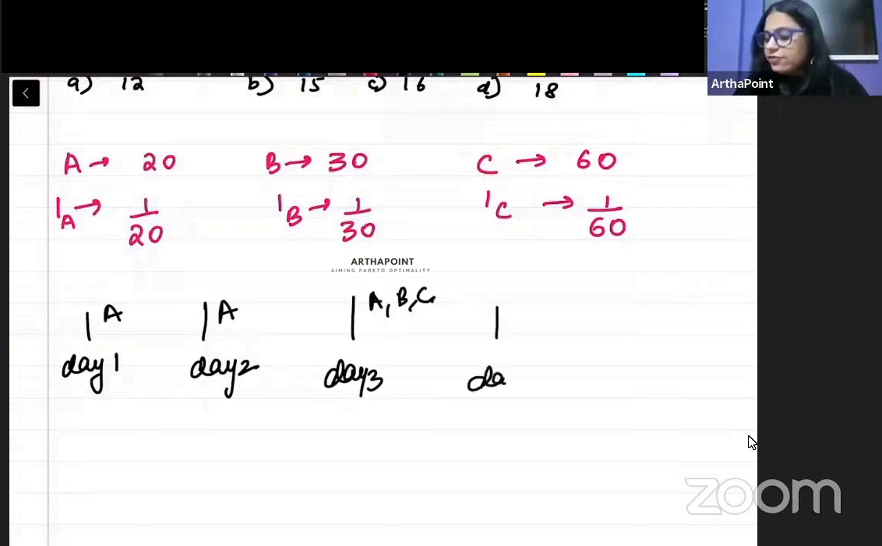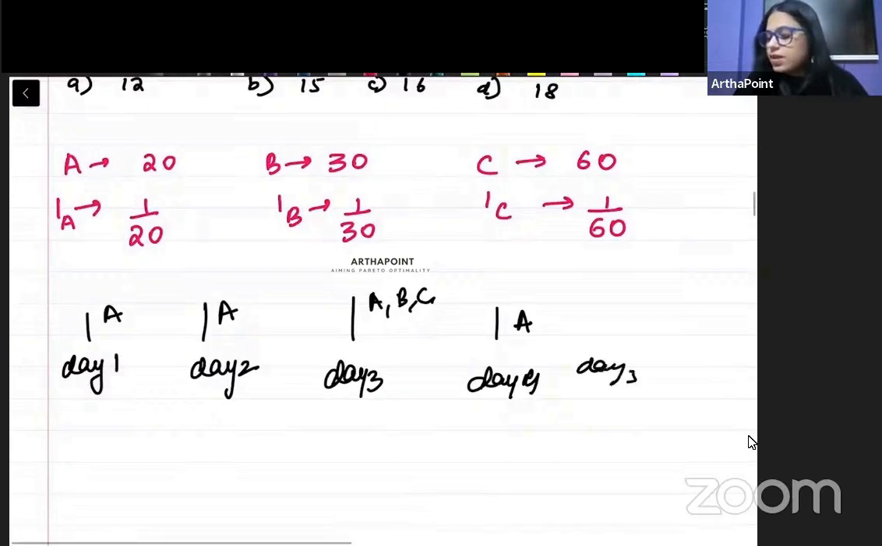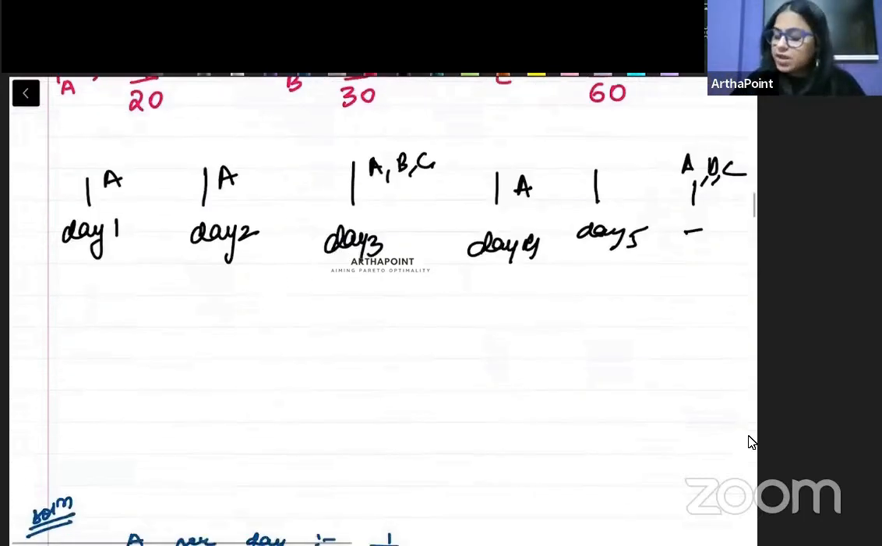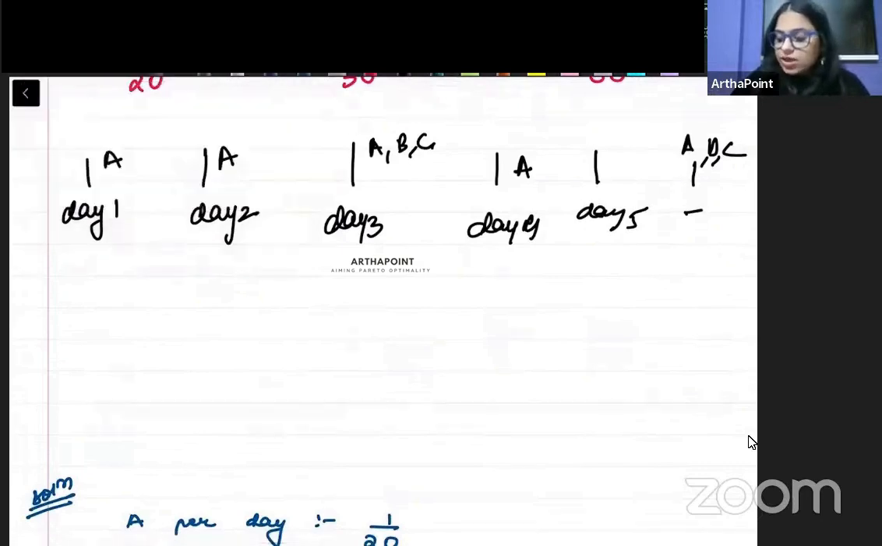Then again on day 4 A will work. Day 5 A will work. Day 6 पे A, B, and C will work. Like this, if they keep working, then in how many days will the work be completed? कितने टाइम में काम पूरा खत्म हो जाएगा? How many days the work would be completed? Okay. Now just try to think about it.